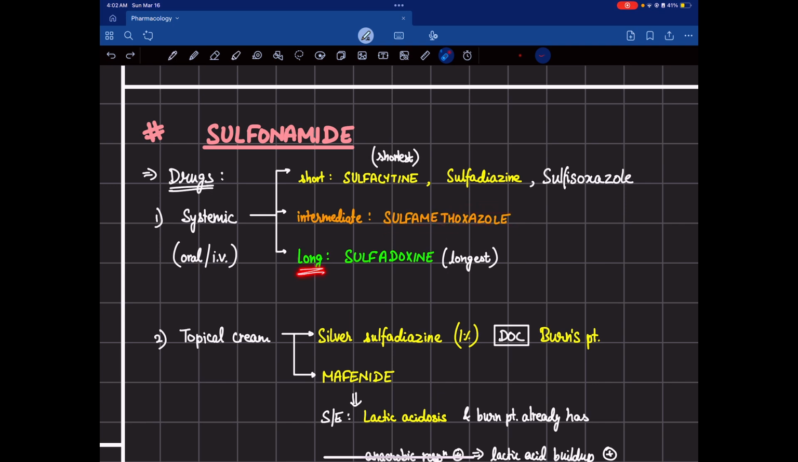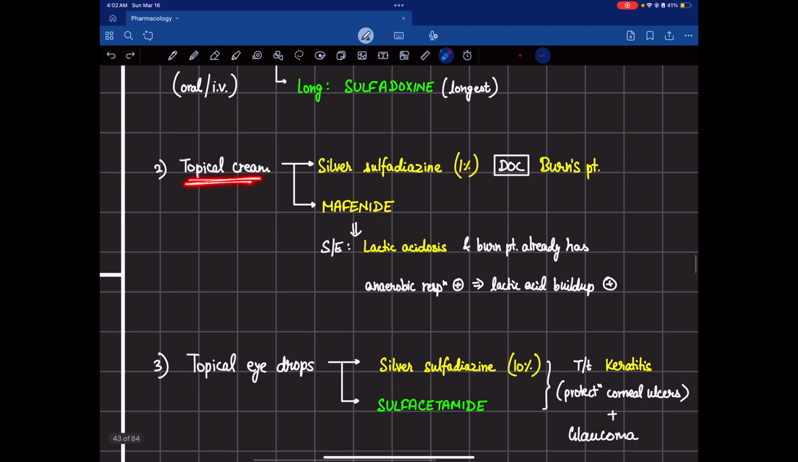For your long acting, you have sulfadoxine, that is the longest acting. For topical creams, use silver sulfadiazine, that is your drug of choice in burns patients. You also have mafenide, that has a side effect of lactic acidosis.